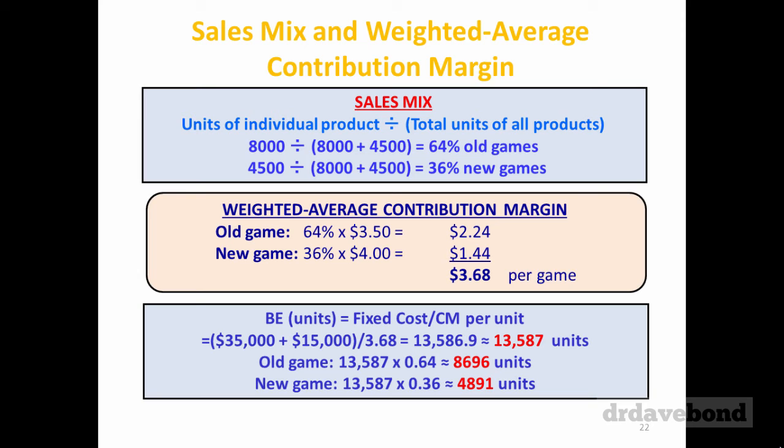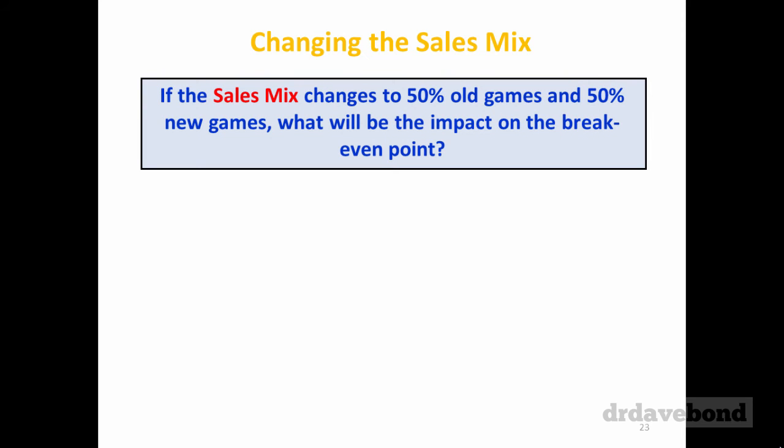Another comment which is important for multiple unit calculations is that 13,587, that is the calculation of the total number of units. That's not old or new, that's old and new. So if you want to work out the actual total of old games or new games, you'd have to then go in and separate that out into the old bit and the new bit. If the sales mix changes, we had 64-36. If we change it to 50-50, this would then become, instead of being $2.24, it would become, what's that, $1.75? And instead of being $1.44, it'd be $2.